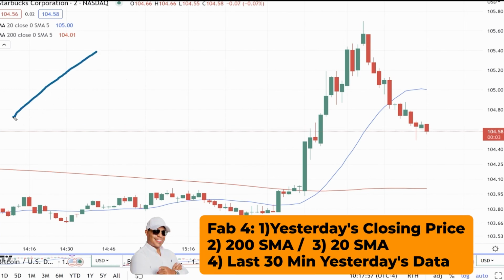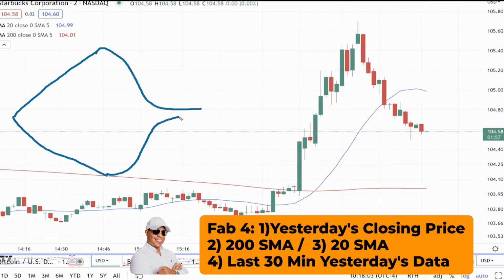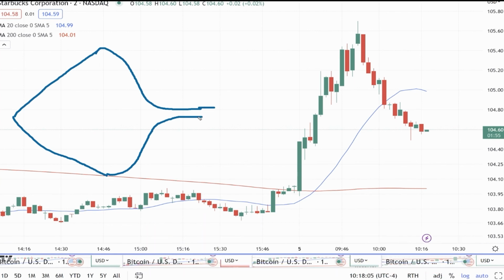So a wide Fab 4 is this, and then you come back to this, and that narrowness tells you the stock has gone from wide to narrow, and that the next state is wide again. The question is, is it wide this way or is it wide that way?